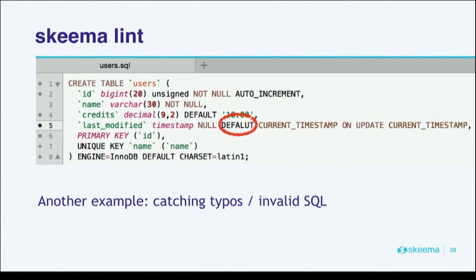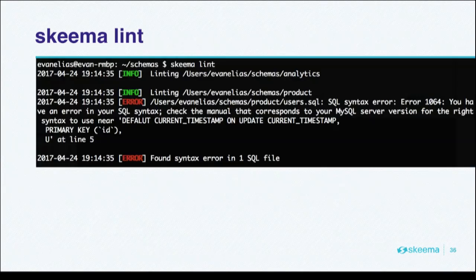Here's another example in terms of catching invalid SQL. Here I purposely changed this so that instead of saying default, it says something misspelled. It's hard to catch by eye, this kind of problem. But if you run schema lint on that, it will show you the exact error that would happen if you tried to run that statement in MySQL. And then it tells you how many syntax errors it found too.